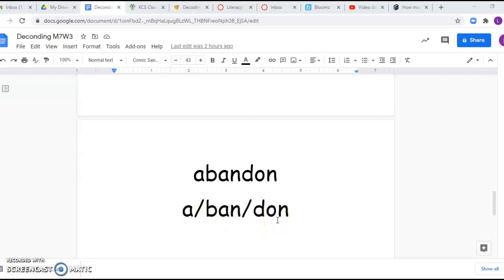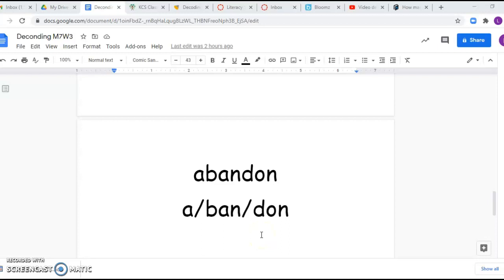Abandon. As we look at that, I want you to look at the very first syllable and the last syllable. We have that schwa sound that we were talking about. And the last syllable, done. Done. We also have that sound, which is the schwa sound. So in this particular word, the first syllable and the last syllable are unstressed.